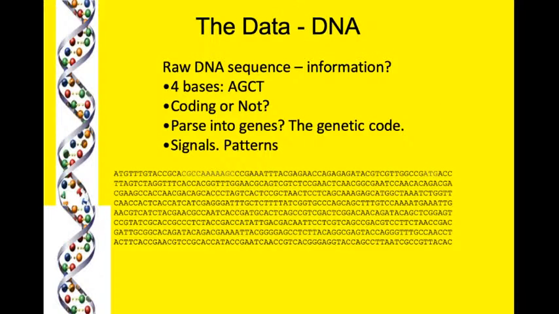So in this DNA sequence data, like 4 bases A, G, C, T, whether they are coding or not, pass into genes, genetic code, and there are signals and patterns that matter in that. So here you can see this is a sequence of one protein, and you are particularly interested in C, G, C, C, A, G, G, C till here.